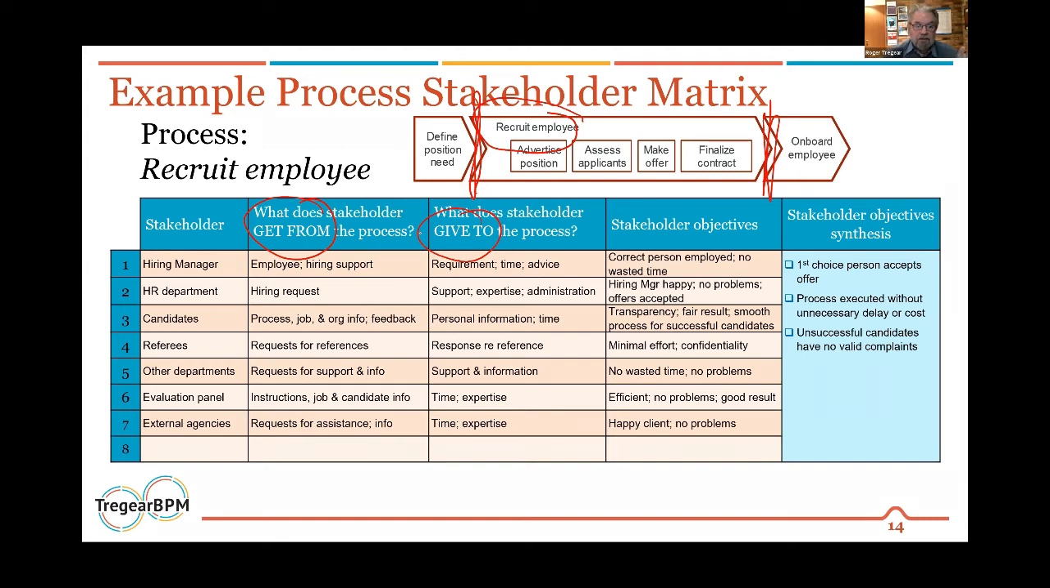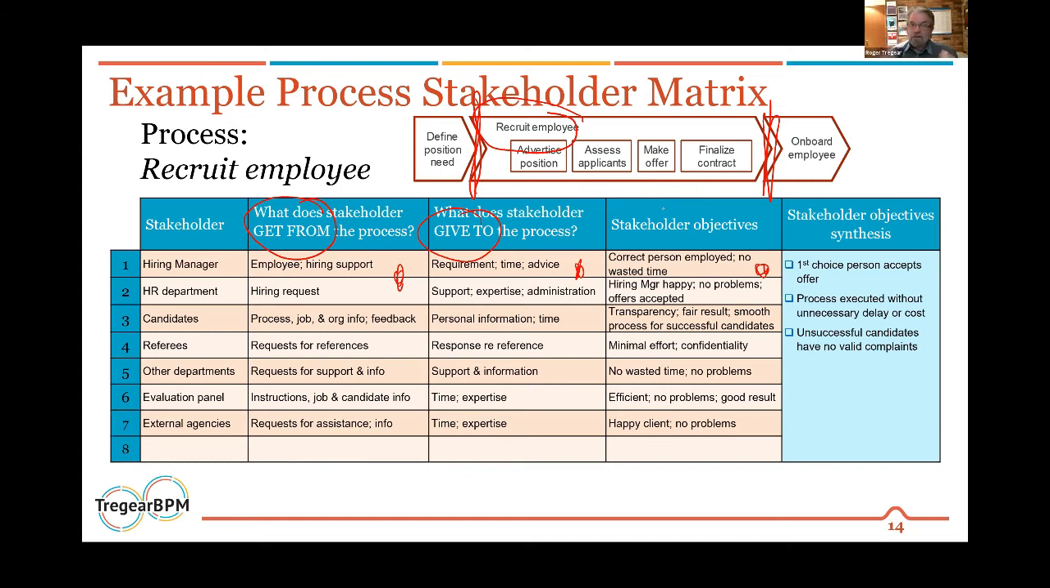We need to think about the external stakeholders, referees, perhaps even more external. Other departments in our organisation, so you know, IT, finance, facilities, whatever. We might have some sort of evaluation panel and some external agencies who might be doing some work for us in relation to recruitment. So we can go through each of those and we can say, preferably by talking to them, not by guessing, what does a hiring manager get from the process, what do they give to it, and what is their objective? What's their big picture objective for this process? So we can do that for each of them, and then we end up with this set of stakeholder objectives.